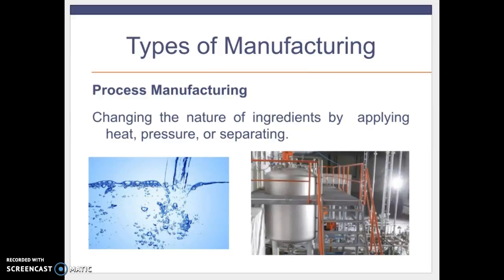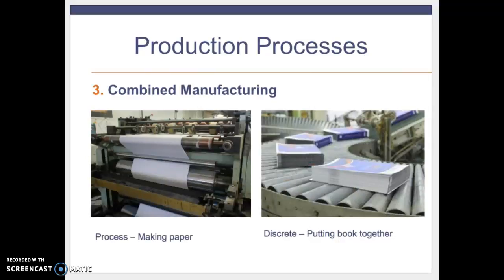Typically, once a process manufacturing product is produced, it cannot be disassembled. For example, soft drinks cannot be broken down from their original ingredients. The industries involved in process manufacturing include chemicals, foods, beverage, gasoline, paint, and pharmaceutical.